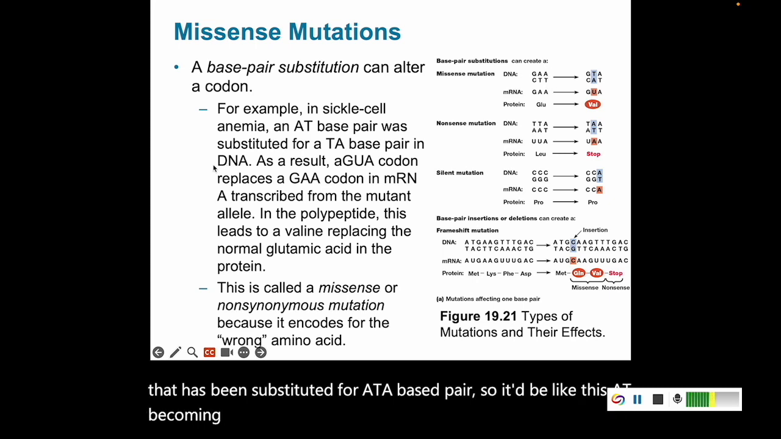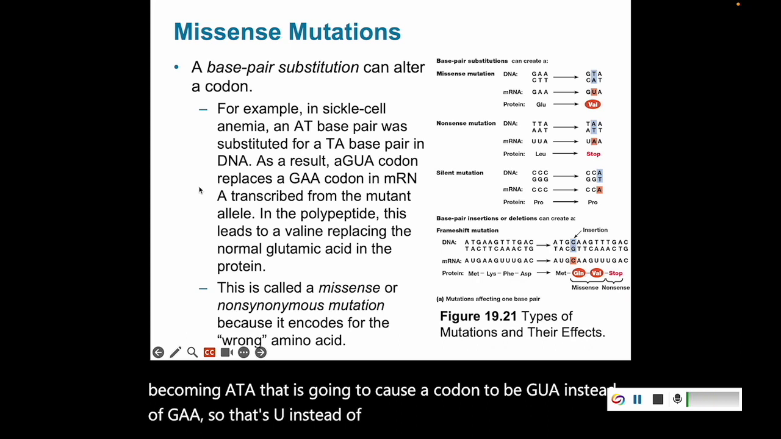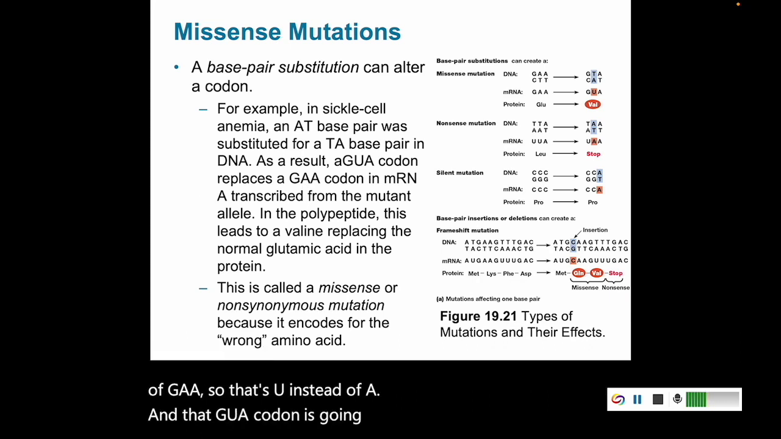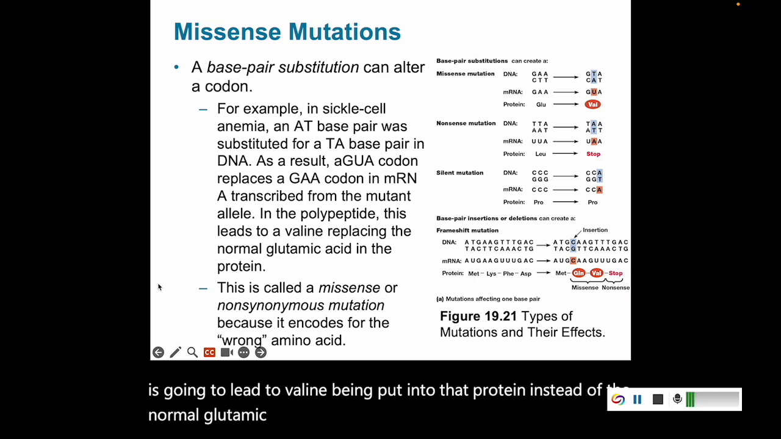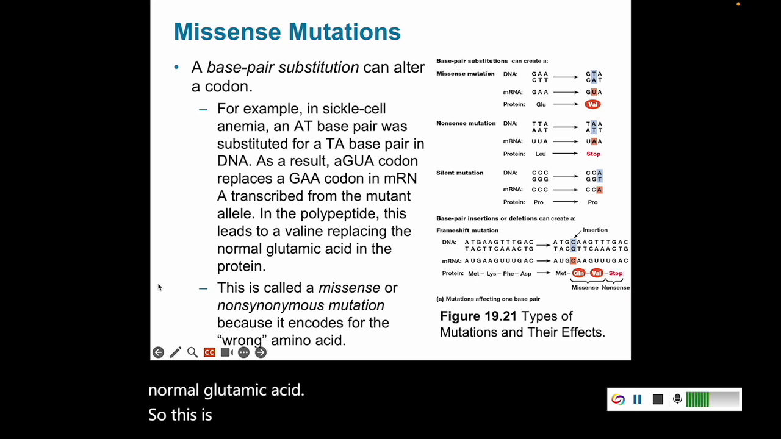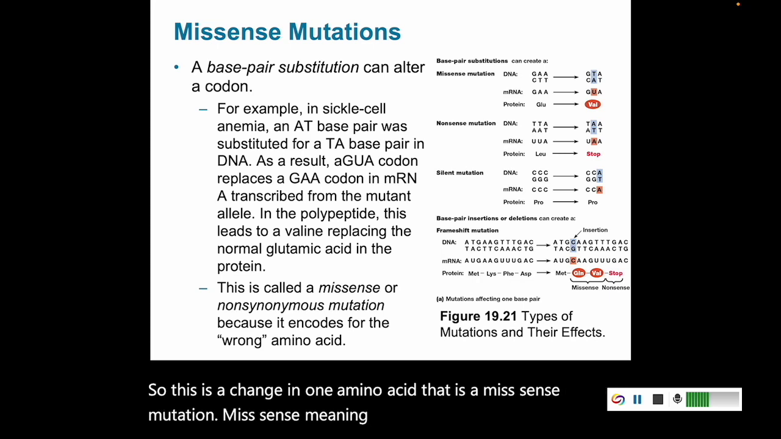That is going to cause a codon to be GUA instead of GAA. So this U instead of A. And that GUA codon is going to lead to a different amino acid. That is going to lead to valine being put into that protein instead of the normal glutamic acid. So this is a change in one amino acid. That is a missense mutation. Missense meaning it's the wrong amino acid put in.